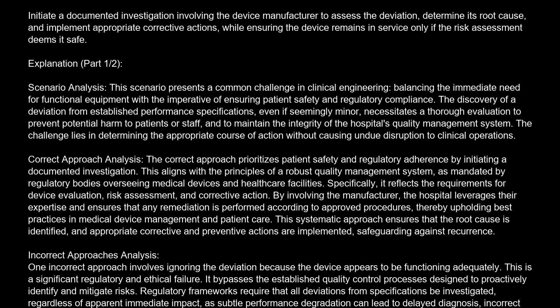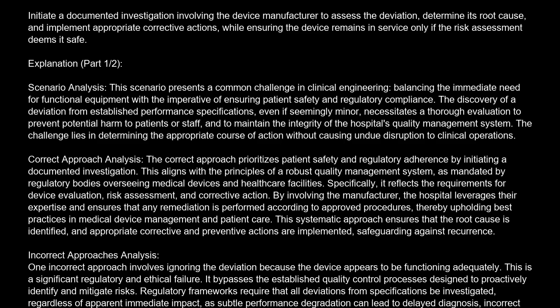Explanation. Scenario analysis. This scenario presents a common challenge in clinical engineering, balancing the immediate need for functional equipment with the imperative of ensuring patient safety and regulatory compliance. The discovery of a deviation from established performance specifications, even if seemingly minor, necessitates a thorough evaluation to prevent potential harm to patients or staff, and to maintain the integrity of the hospital's quality management system. The challenge lies in determining the appropriate course of action without causing undue disruption to clinical operations.